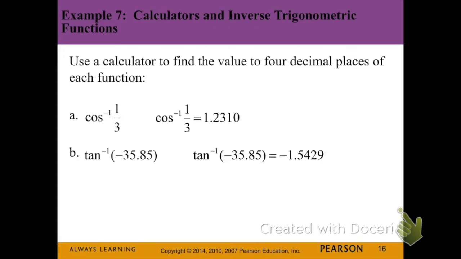For the first one, I got 1.2310, and for the second one, I got -1.5429.